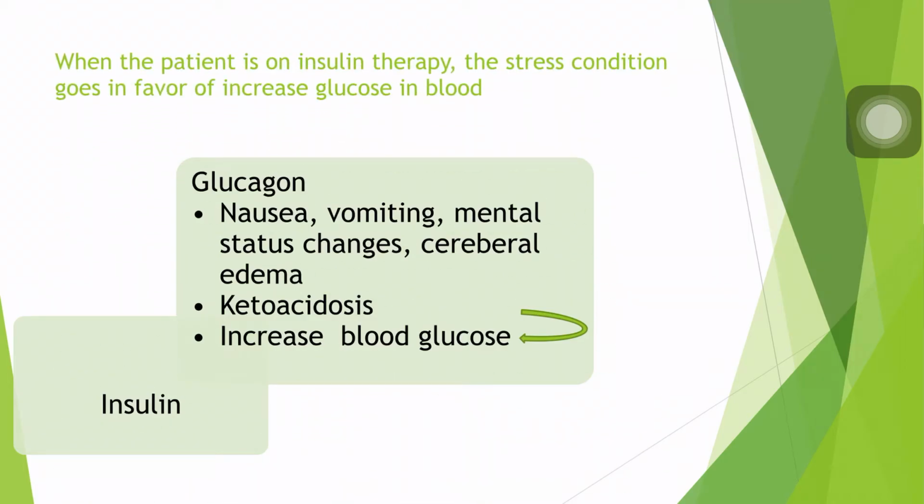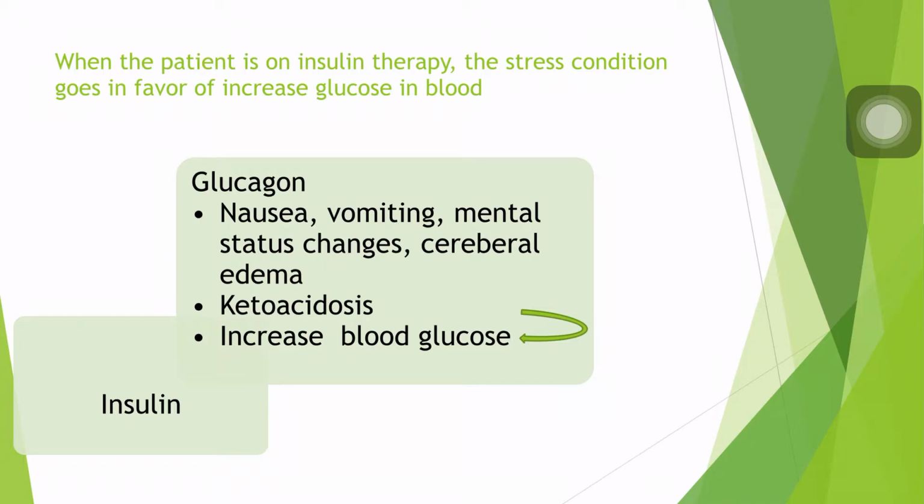Type 1 diabetic patients respond to exogenous insulin, which means that insulin will bind to the insulin receptors on the adipose tissues and muscles and cause them to use the blood glucose. So let's see what happens when the patient is on insulin therapy and faces a stress condition.